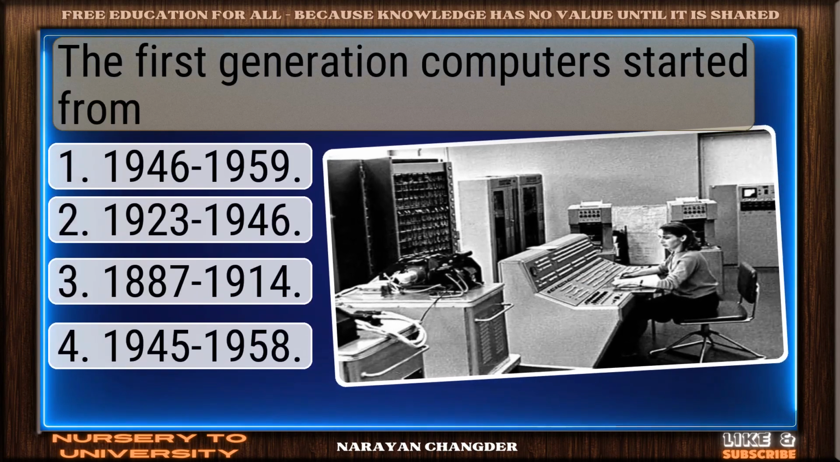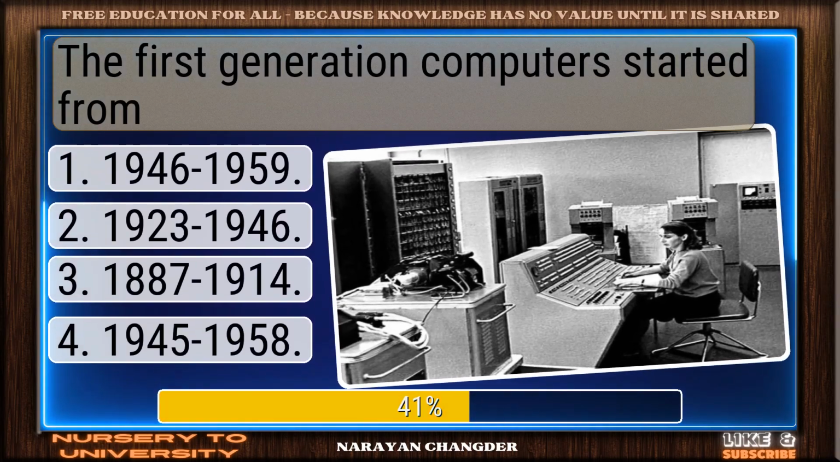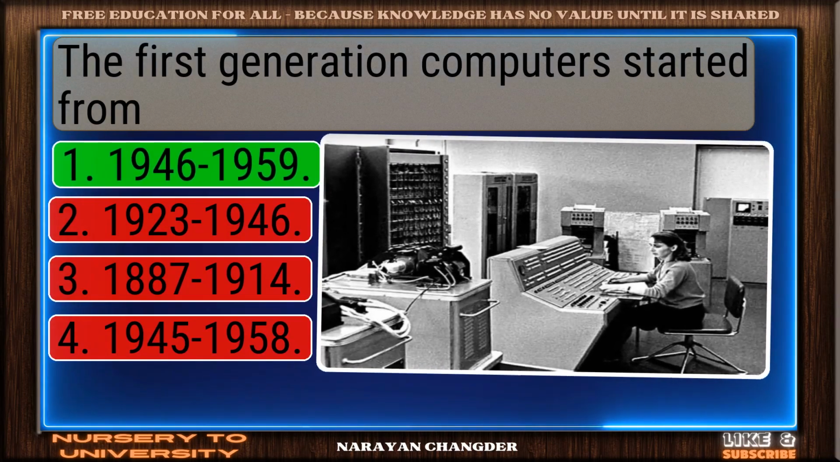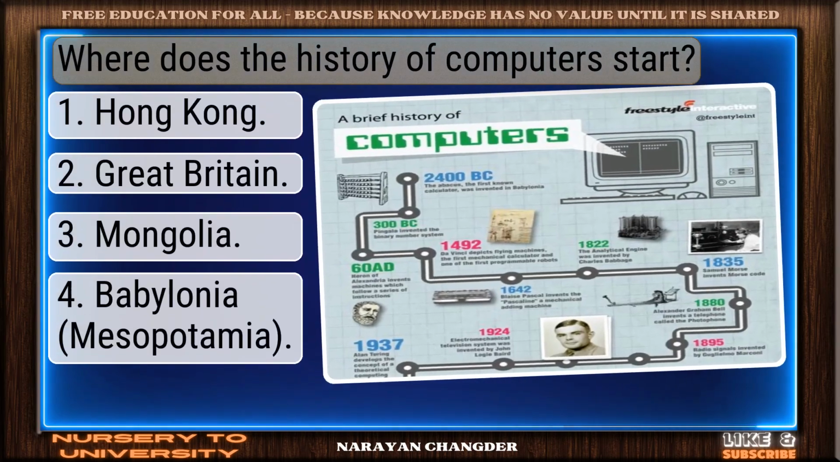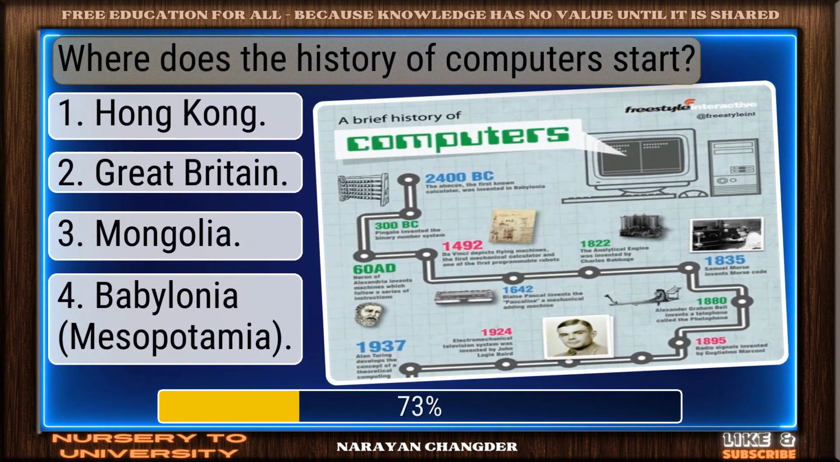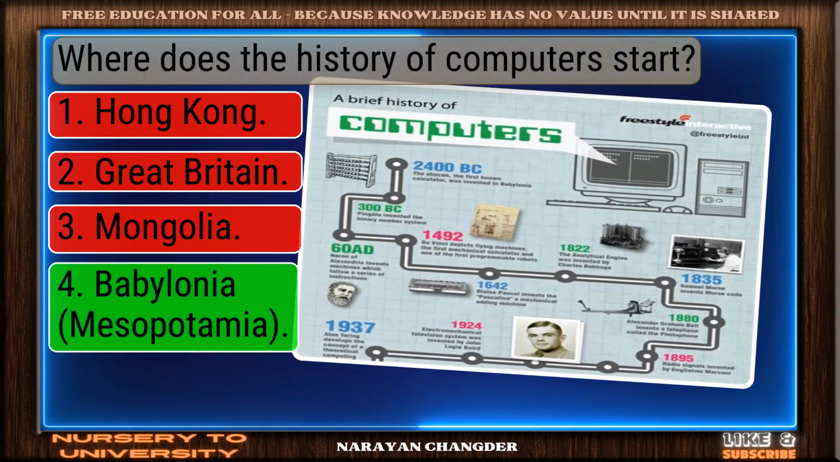Question number 39. The first generation computers started from? Strong choice. 1946-1959 is the right answer. Question number 40. Where does the history of computers start? Perfect. Babylonia is the correct choice.